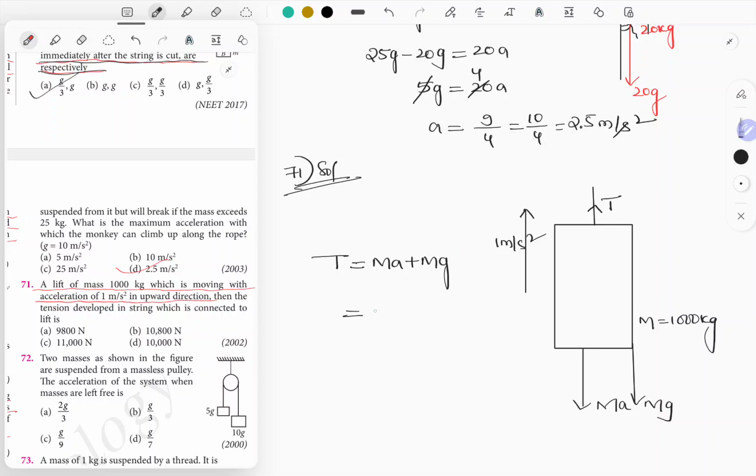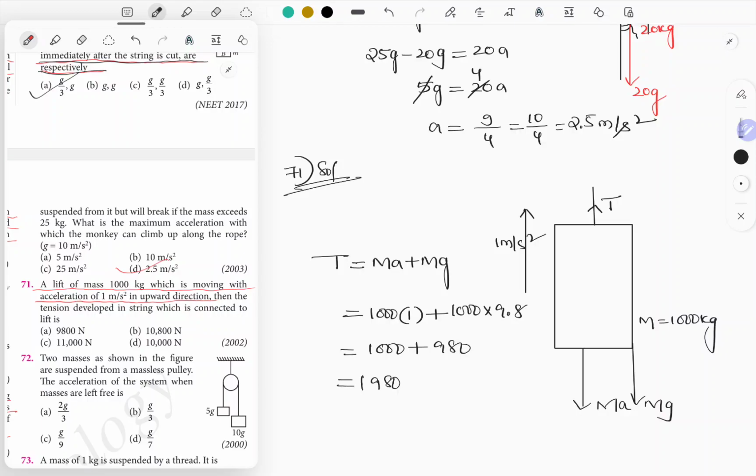So what's the mass they have given? It is 1000. What's the acceleration they have given? The acceleration is 1 meter per second square. Did they give the acceleration due to gravity? No, they haven't given it. Then 1000 into 9.8, which is equal to 1000 plus 980, and the answer is going to be 1980.